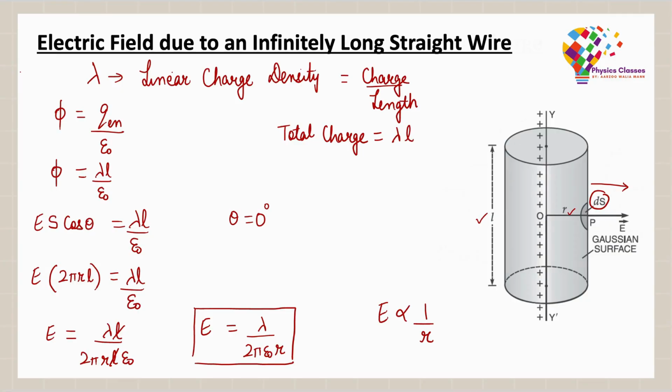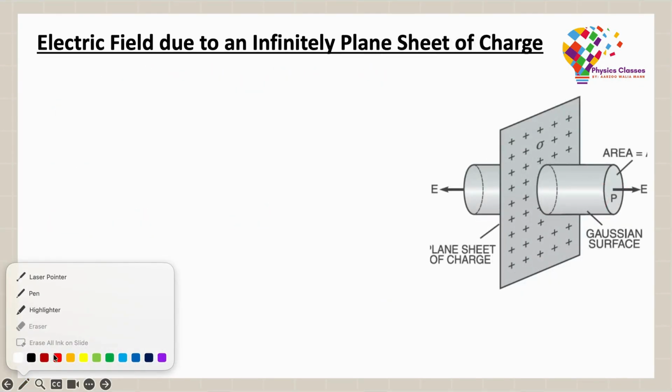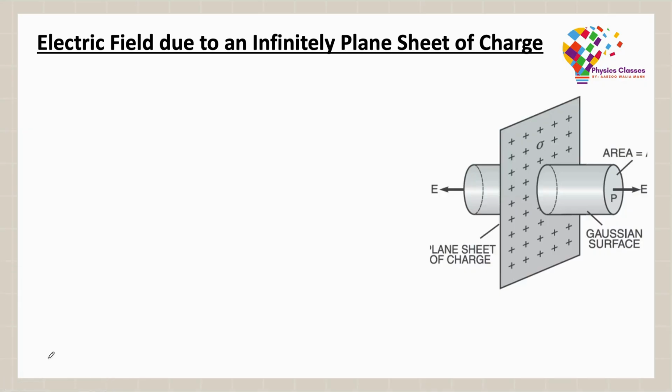Now let's move on to our second application, which is electric field due to an infinite plane sheet of charge. Now over here, let us assume that we have an infinitely long plane sheet of charge which is having a positive charge, and it has plus sigma as its surface charge density. Now again we need to assume a Gaussian surface. So in this situation as well, I can take the Gaussian surface to be a cylinder.